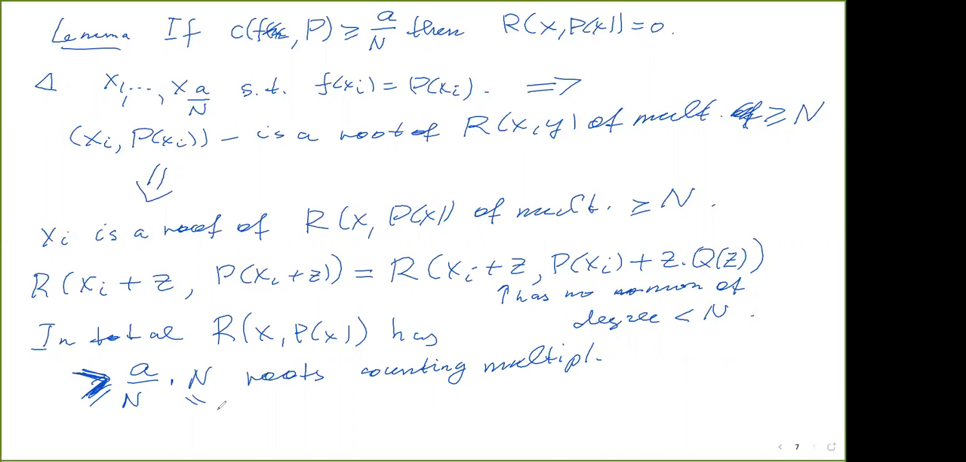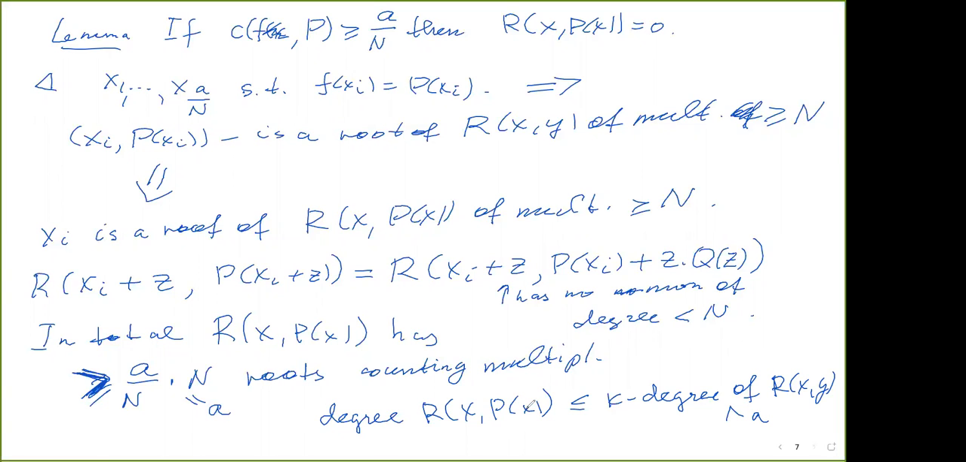However, this is A, and we know that the degree of R is less than A. When we substitute a polynomial P, which has degree k, for y, we obtain a polynomial of degree less than A, because the degree of R of x, P of x is at most k times the degree of R of x, y. And this is because the degree of P is at most k. And we know that this is less than A.